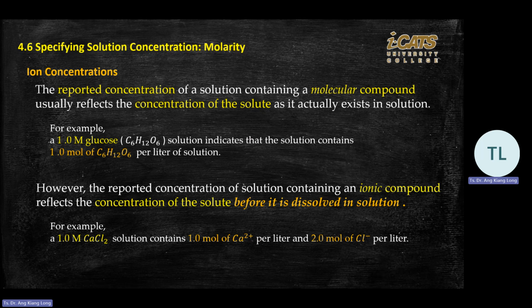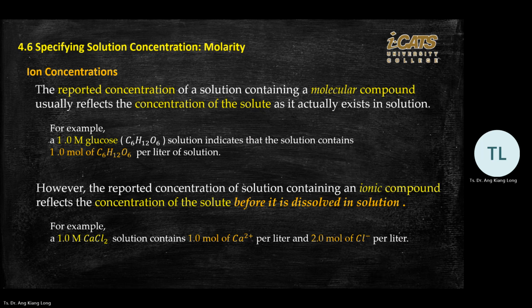Okay, now for example CaCl2, 1 mole of CaCl2. As what you learned in chapter 1 and chapter 2, you know that to form CaCl2, you need 1 mole of calcium, Ca, and 2 moles of Cl. So from here, if you are saying that you have 1 mole of CaCl2, inside this solution you have 1 mole of Ca2+ per liter of solution and 2 mole of Cl- per liter.